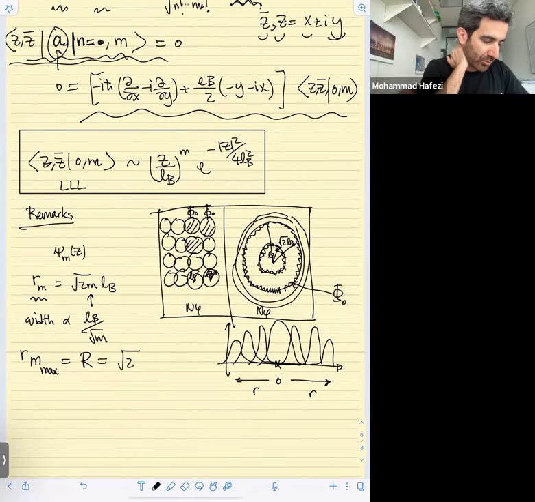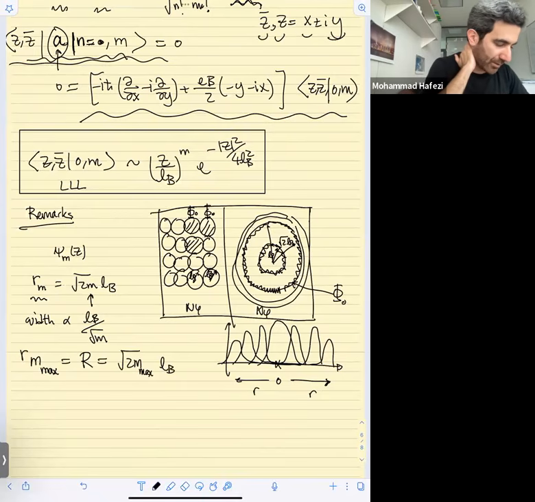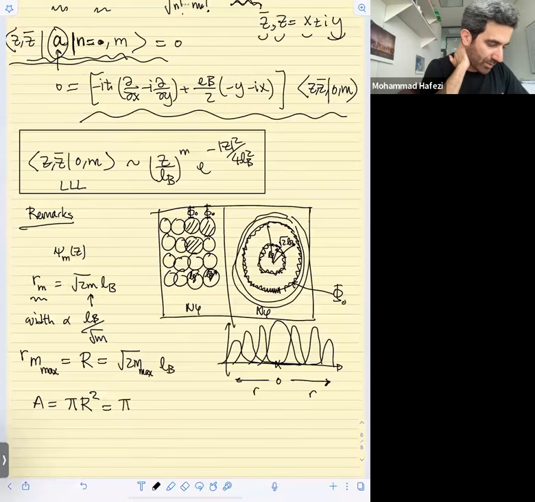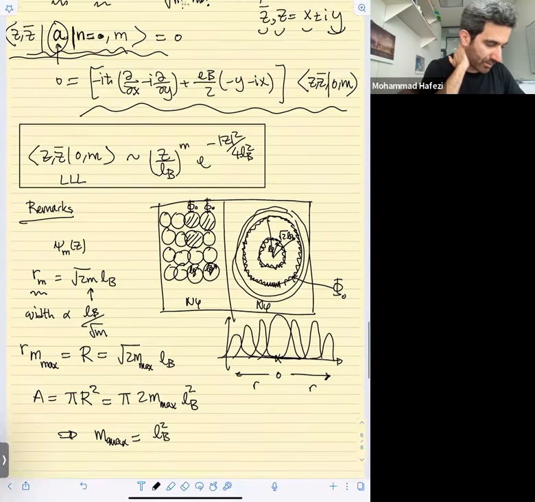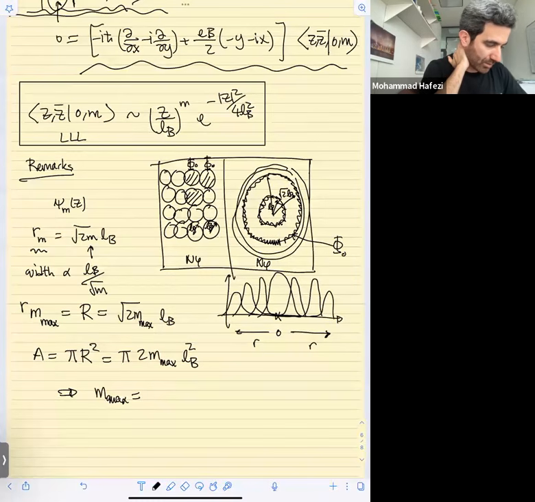So 2 m max LB. Now, what is the area of the system? It is pi R squared. It would be pi times 2 m max LB squared. So then m max, pi and pi will cancel each other. Sorry, it would be R squared divided by LB squared.